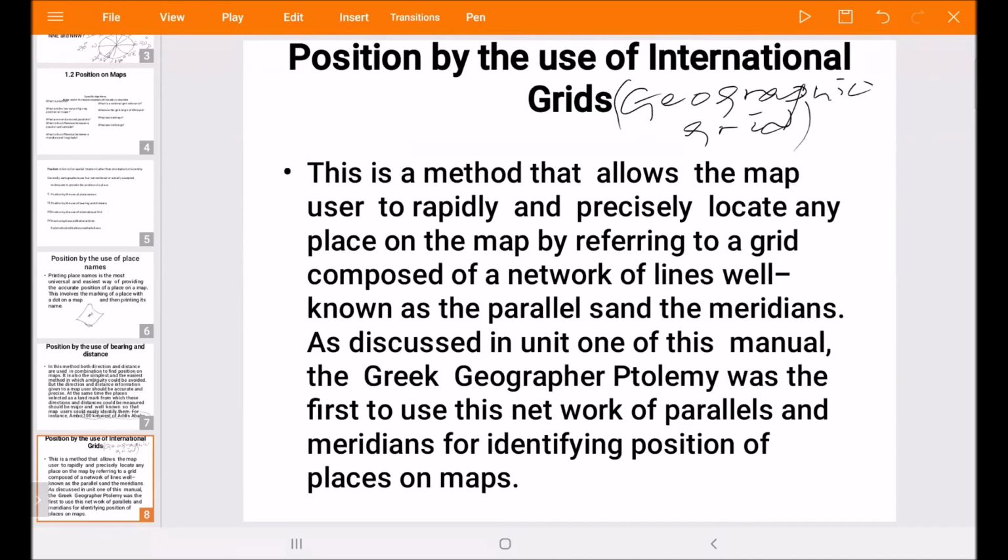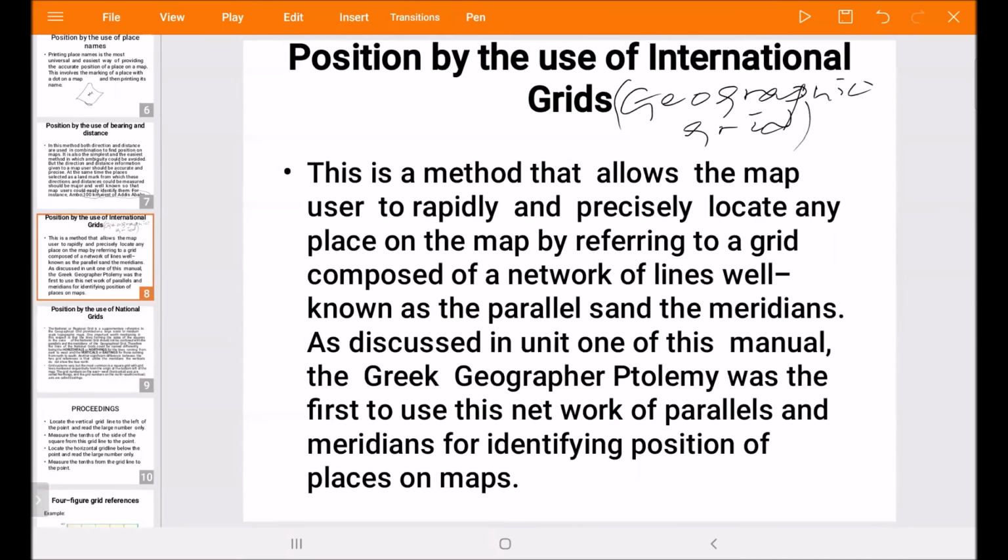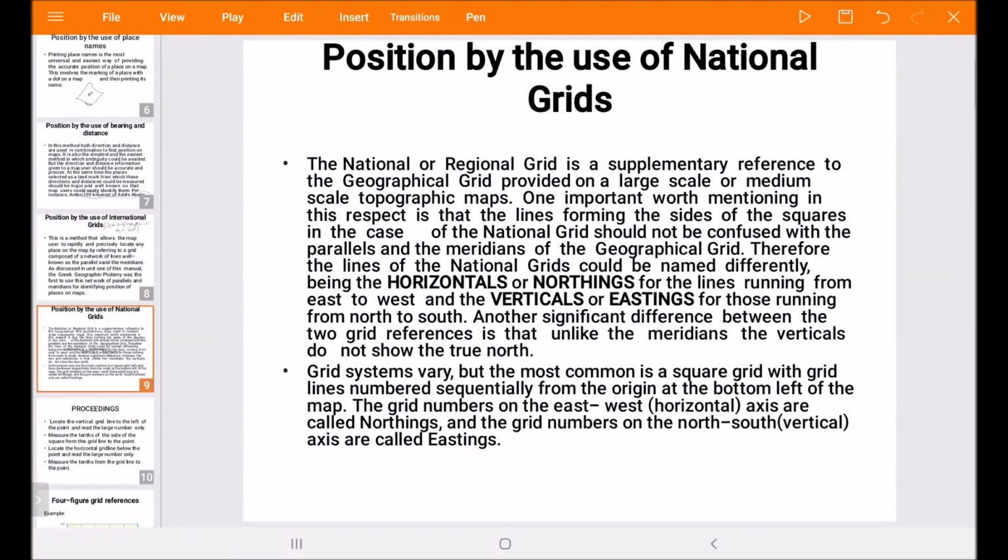Again, what you have to be reminded is that latitudes and longitudes are expressed in degrees, minutes, and seconds. By the use of international grid or geographical grids እናስቀምጥ position of a place on the map በዲግሪ እንገልጻቸዋለን በሚኒት እንገልጻቸዋለን በሰከንድ እንገልጻቸዋለን. Degrees, minutes, and seconds እናስቀምጣቸዋለን ኤክሰርሳይሶችን እናያለን. ጨርሳቸውና እነኚህ position by the use of national grids.